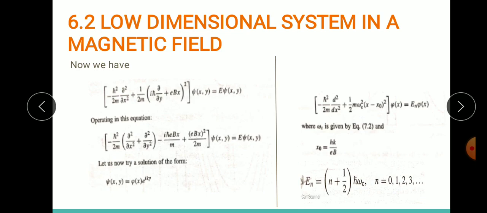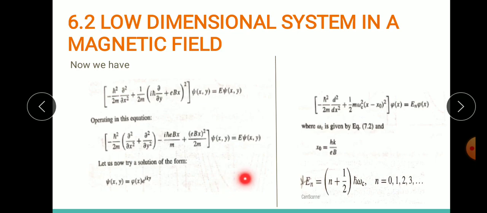So what I have done is I have applied the previous assumptions in my Schrödinger wave equation. I have expanded this bracket and combined the common terms. Here we had common terms, I just combined them. Now the solution for this equation, solution means we have to find this wave function, is of the form psi of x, y equal to psi of x into e raised to i k y.